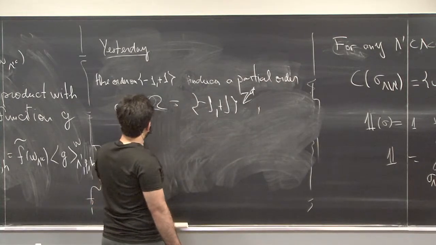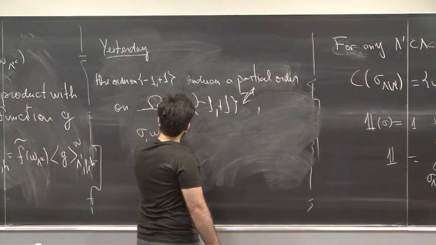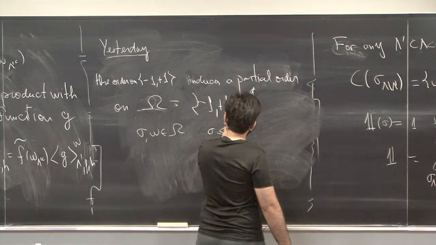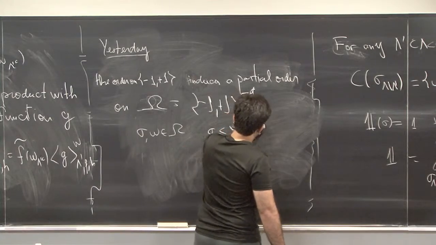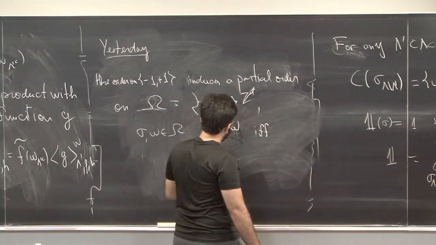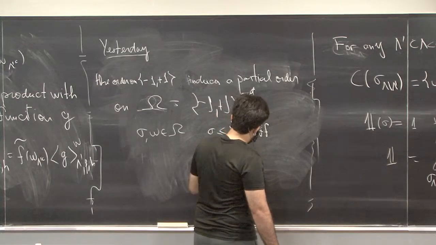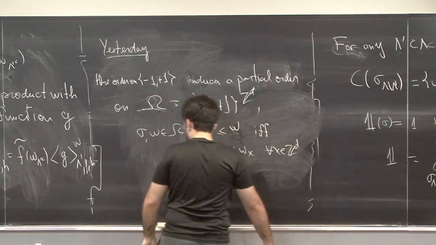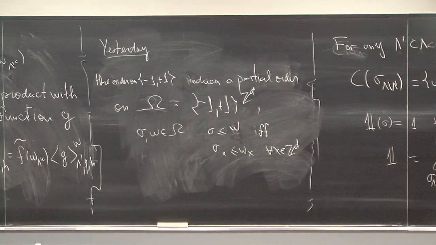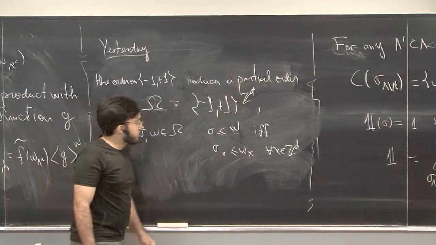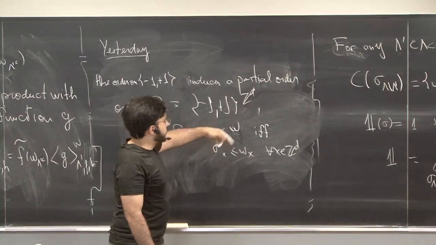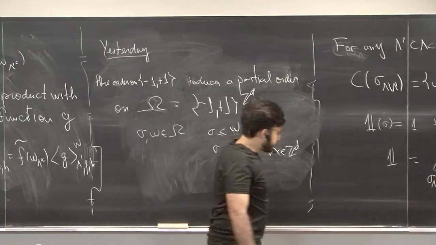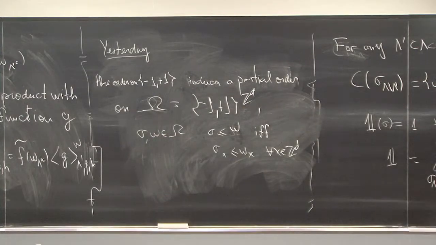Given two configurations inside here, they are said to be related, and one is less than the other, if and only if sigma x is less than or equal to omega x for any x in Z^d. You can try to think a little bit on this order to see why this is a partial order. To be partial, you are not allowed to compare every two configurations. So think of an example with, I don't know, two spins.